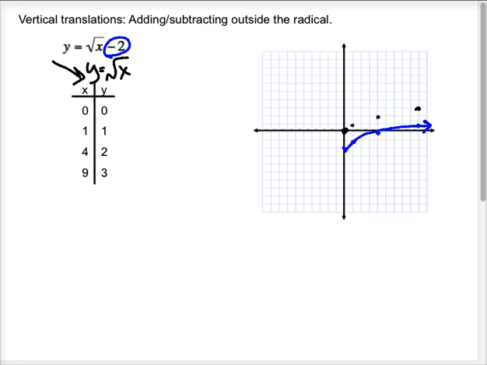Again, pretty basic. As long as you know that first table of values, 0, 0, 1, 1, 4, 2, 9, 3. You could do 16, 4, but it wouldn't fit on the graph. As long as you can make that and perform the transformation. So once you plot those points, move it down 2, boom, you've got your graph already.